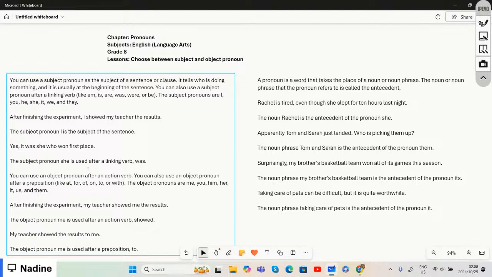All right. Remember, a pronoun takes the place of a noun. So instead of writing down the person's name, for example, we use words like I, you, he, she, it, we, and they.